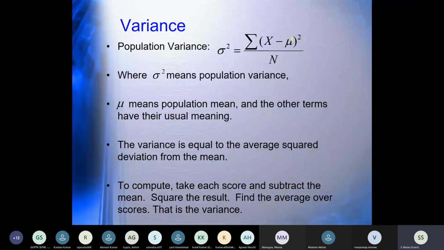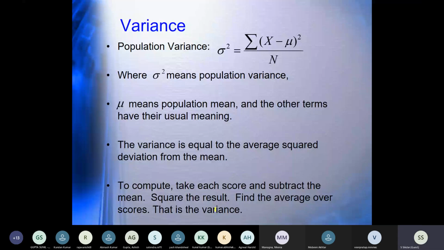If you take the square root of this one, that would become the population standard deviation. So only the terms are different. One is population variance and another is population standard deviation, and mu is the population mean. Variance is equal to the average squared deviation from the mean. So it is nothing great. You just subtract the mean, square the result, and find the average of the squares. That's the variance.